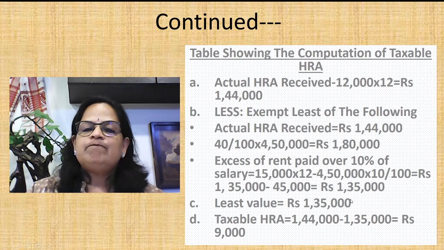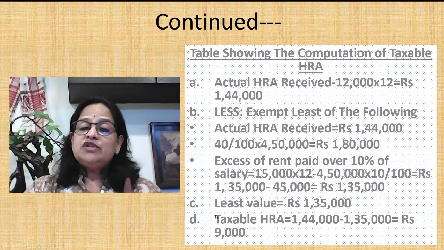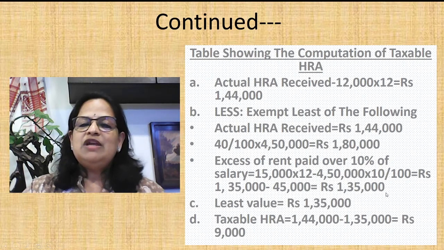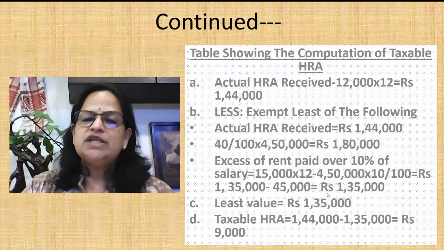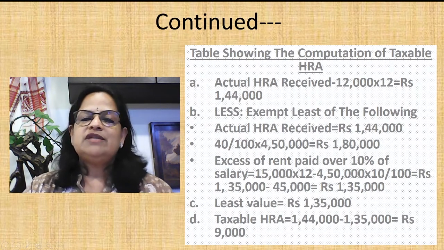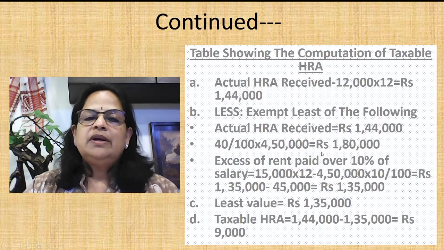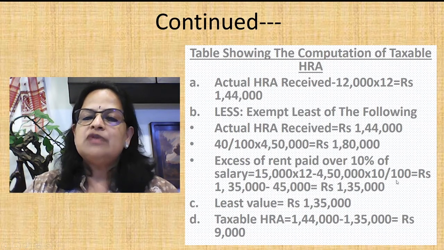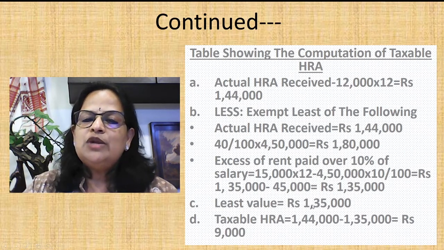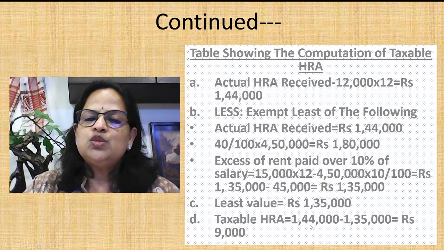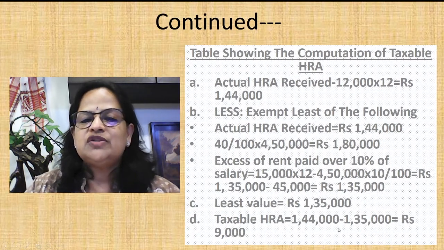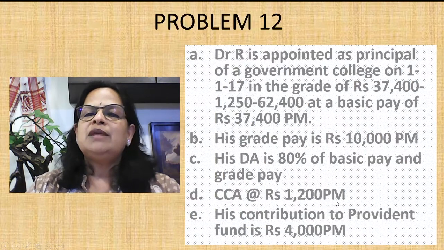That meaning 1,35,000. 15,000 into 12, 1,35,000 minus 45,000. Correct, that value is correct. Computed value is correct. 1,35,000 minus 45,000 is equal to 1,35,000 itself. So least value: one is 1,44,000, one is 1,80,000, and one is 1,35,000. So least value is 1,35,000. So taxable HRA is 1,44,000 minus 1,35,000. 9,000 is taxable, which we have included in the computation of gross salary.